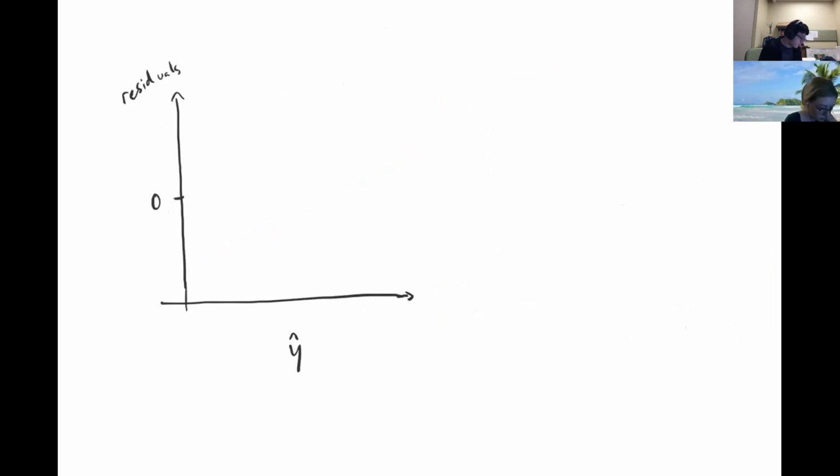So let's talk about an example of this. I'm going to have my y hat against my residuals, with 0 here. Ideally, what you would want to see from a plot like this is a random cloud of points centered around 0, because what that means, let's actually first show a poor example of this.